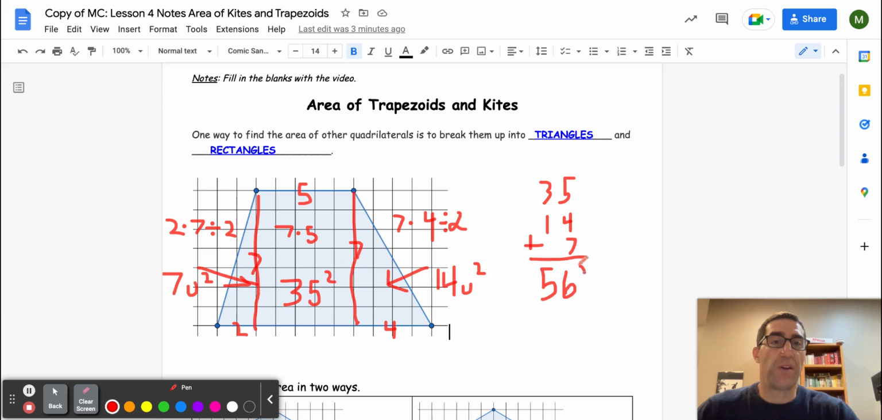This doesn't mean we couldn't have found area by subtraction for those who've done that. It doesn't mean we couldn't have broken this up in other ways from corner to end and made, for example, two triangles. We can do that. But this is a pretty straightforward method.